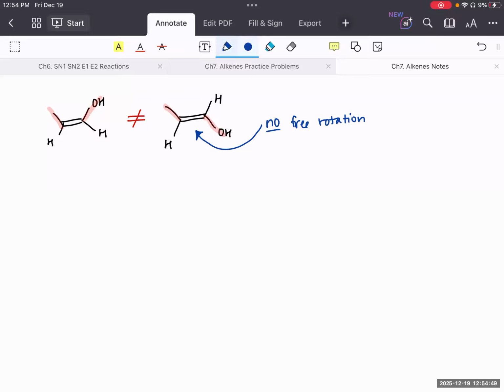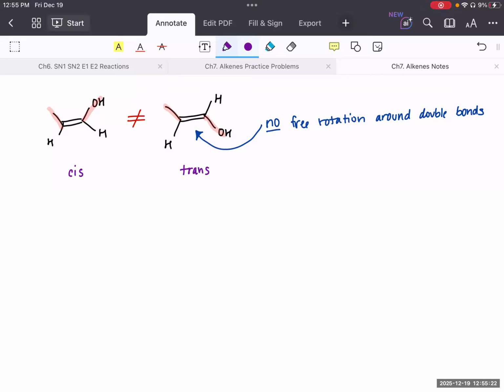And again, the reason for that is because we don't have free rotation around double bonds in the same way that we do around single bonds. And so to differentiate between these two structures, we use cis and trans terminology. And so this one is going to be cis because those groups are on the same side of the double bond. And this one is going to be considered trans because those two groups are on opposite sides of the bond.